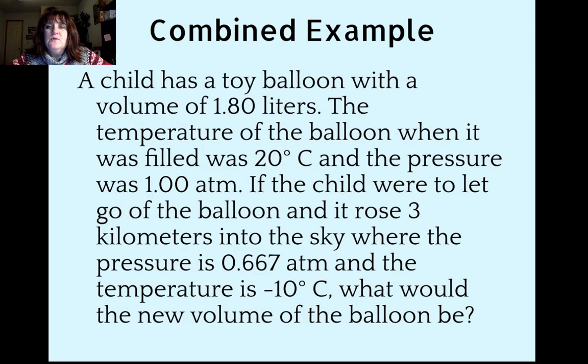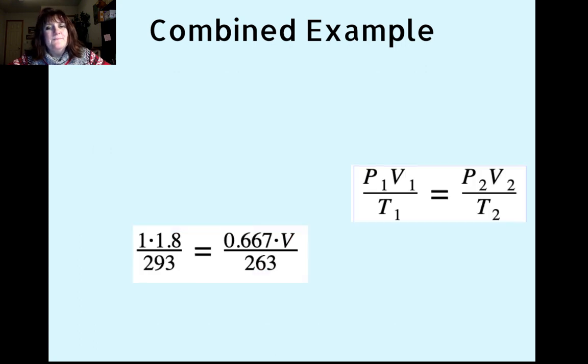A child has a toy balloon with a volume of 1.8 liters. The temperature of the balloon when it was filled was 20 degrees Celsius, and the pressure was 1 atm. If the child were to let go of the balloon and it rose 3 kilometers into the sky, where the pressure was 0.667 atm and the temperature was negative 10 degrees Celsius, what would the new volume be?